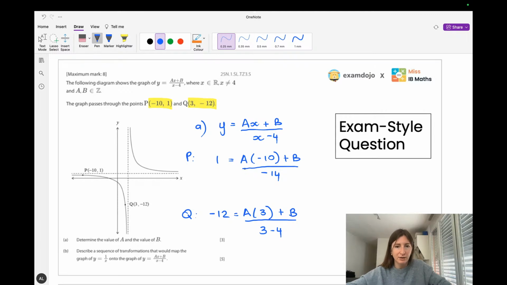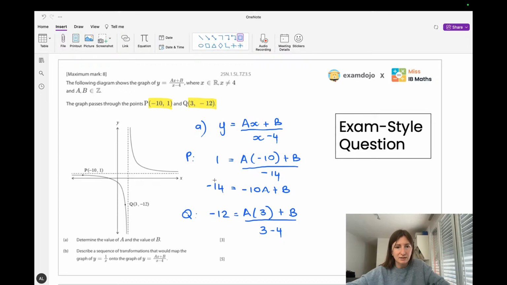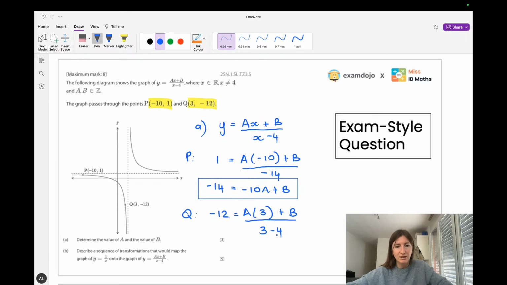Now let's simplify now that we have those. So that minus 14, I'm going to multiply on that side. I do not like fractions. Minus 14 equals minus 10a plus b. Okay, already that's looking a lot friendlier. Should I highlight it in a box so it's super clear? Then this one, that's 3 minus 4, which gives me minus 1. So I'm going to multiply minus 1 on that side. That's going to be positive 12. Positive 12 equals 3a plus b. And now it's just a friendly set of simultaneous equations.